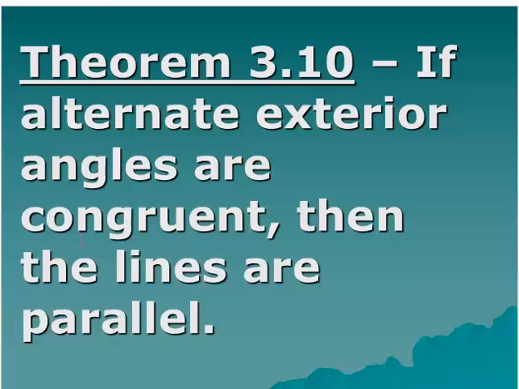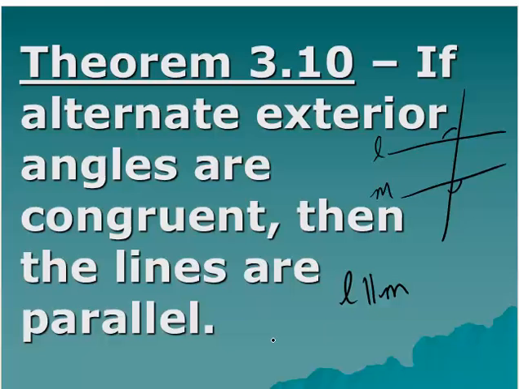Theorem 3.10 says if the alternate exterior angles are congruent, so if I have two lines such that the transversal crosses them and the alternate exterior angles are congruent, then the only way that happens is that the lines are parallel. So I can say L is parallel to M, and my reason is just what kind of angles they are and the word converse. So we're going to do alternate exterior angles converse.